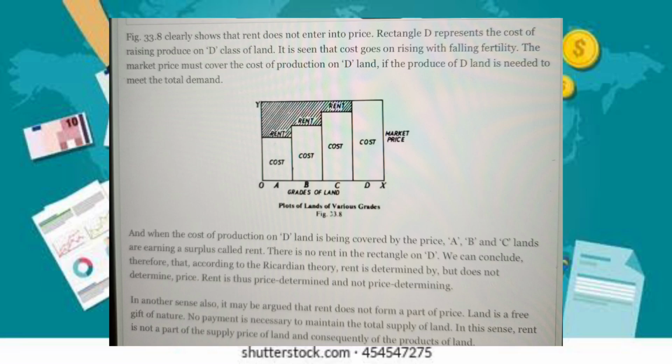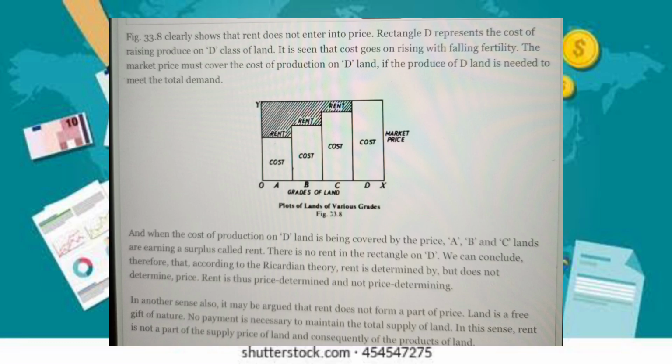Rectangle D represents the cost of raising produce in D class of land. It is seen that cost goes on rising with falling fertility. The market price must cover the cost of production in D land if the produce of D land is needed to meet the total demand. And when the cost of production in D land is being covered by the price, A, B, and C lands are earning a surplus called rent. There is no rent in the rectangle on D.